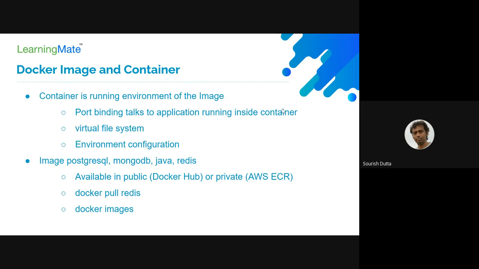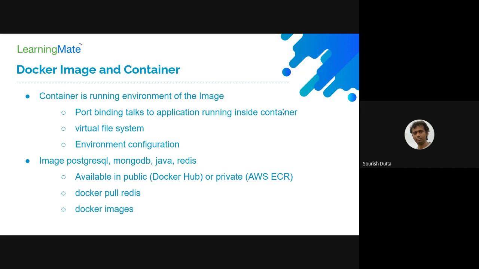Now Docker images, what are the images? They are like images which we can use. For example, I wanted to use a Postgres, or maybe I wanted to use a Redis cache, a MongoDB, or for example, I wanted to have the Java maybe there. Right? So images are either custom built or pre-built.